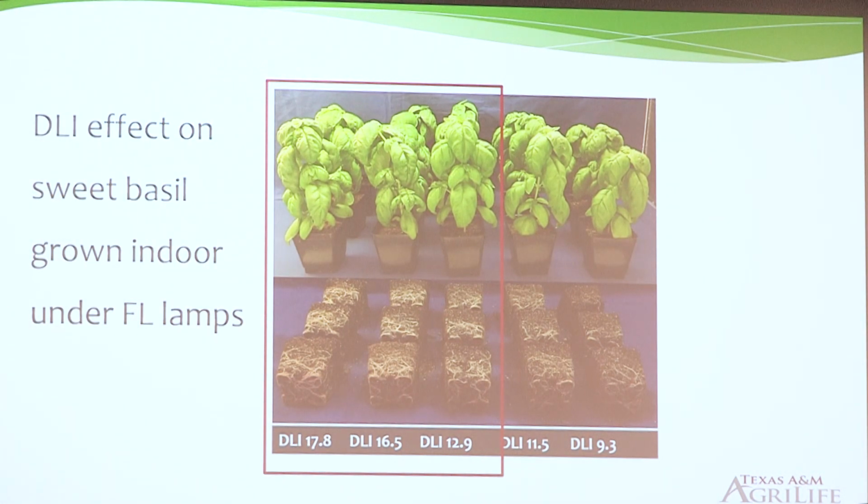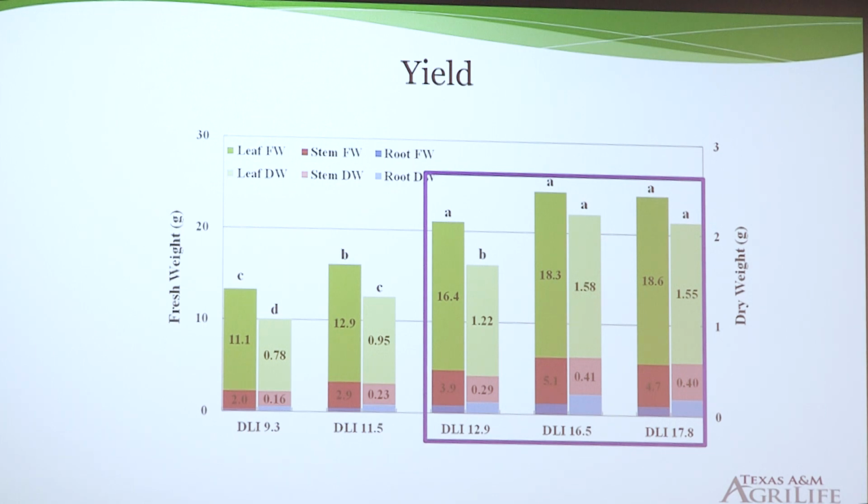Also, from our own research, we grew sweet basil indoors a few years ago using fluorescent light, and we had different daily light integral treatments. Here you see we went from 9.3 all the way to almost 18, and we found that these three treatments were not different, which means over 12 mole per day is the maximum. If you continue to increase, you would just increase your electricity.